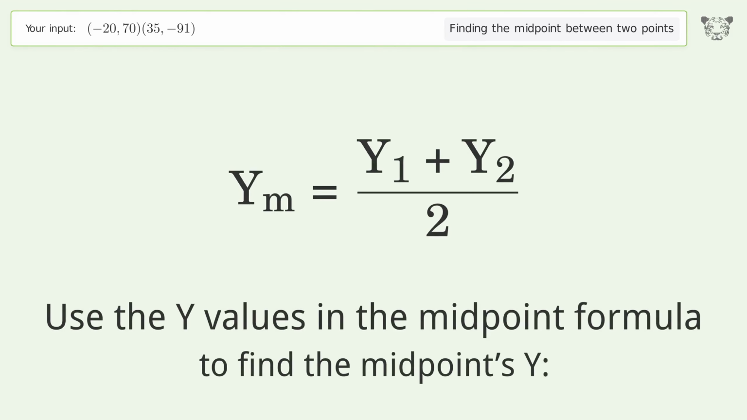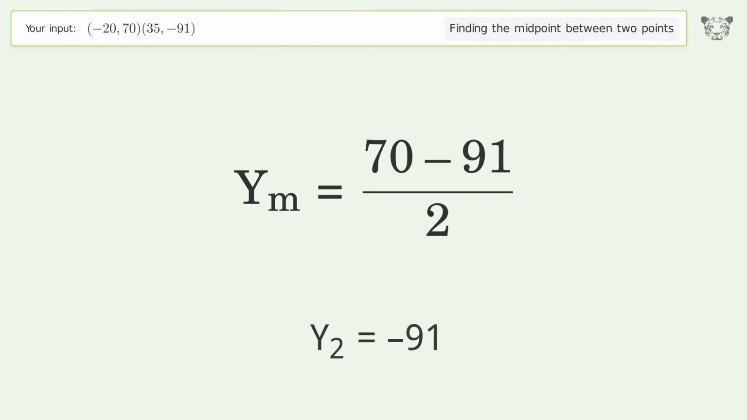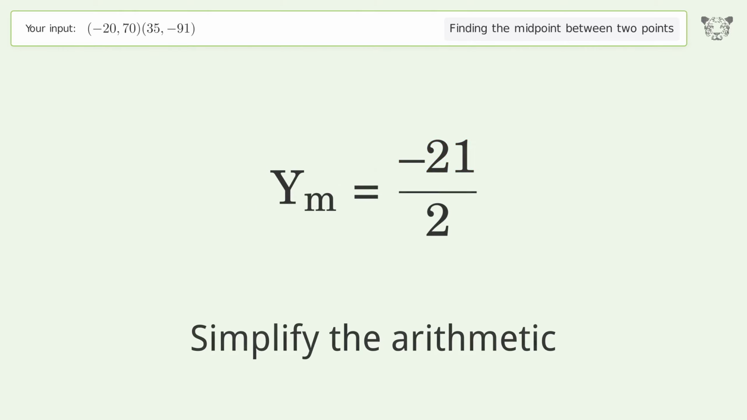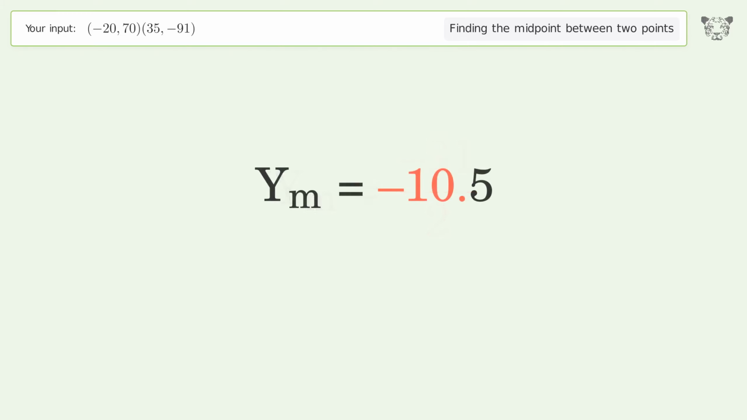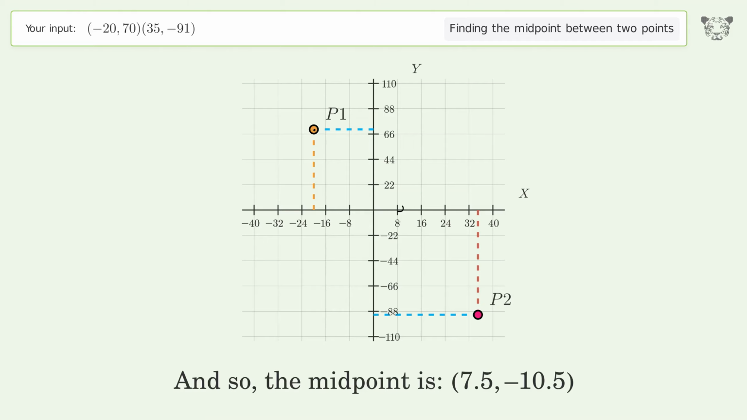Use the y values in the midpoint formula to find the midpoint's y. y1 equals 70. y2 equals negative 91. Simplify the arithmetic. And so, the midpoint is 7.5, negative 10.5.